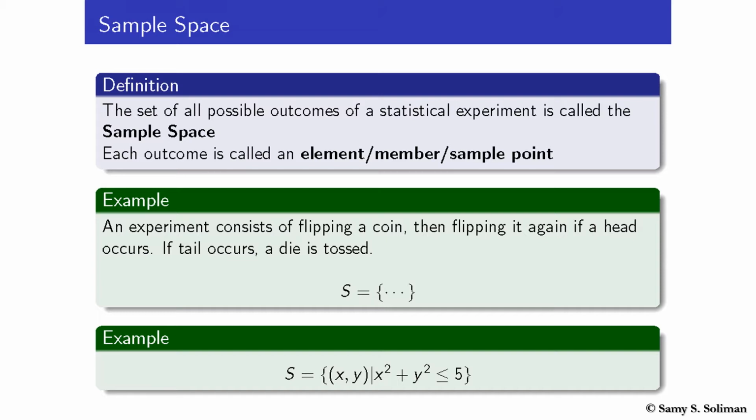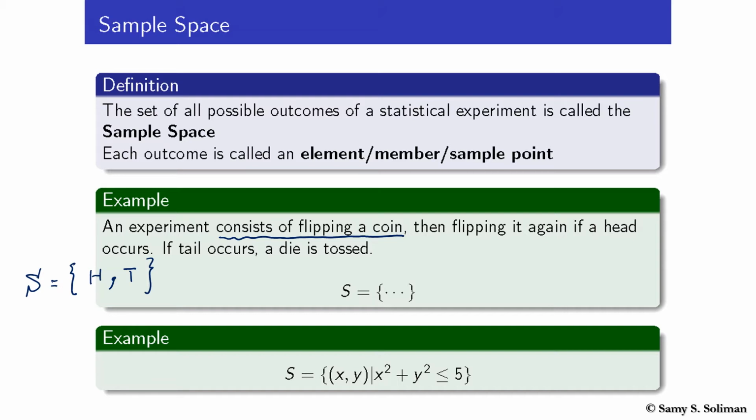For example, if we have an experiment consisting of flipping a coin, and if the experiment is just flipping a coin, so we know that the outcomes of the experiment are either head or tail. In this case, the sample space, usually denoted by capital S, is written as the set of head and tail. Each of these two elements, head or tail, is called an element, member, or a sample point.